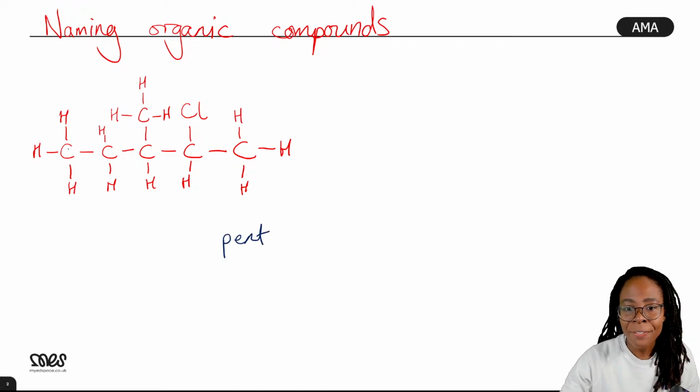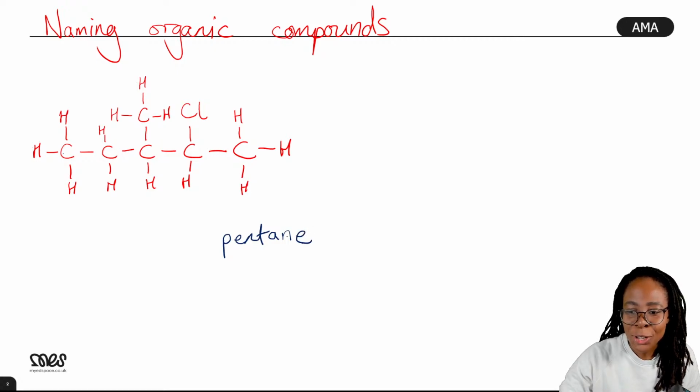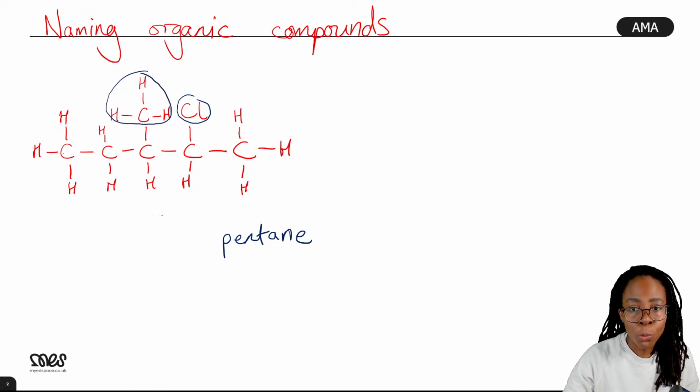Now, because we don't have any kind of exciting functional groups like alcohols or carboxylic acids, and all of our carbons are bonded by carbon-carbon single bonds, then this is a saturated organic compound. So it will end in ane, so pentane. But now we need to consider our branches. We have got a chloro group and we've got a methyl group. So this will be either methyl chloro or chloromethyl. Which one would it be? Methyl chloro or chloromethyl?